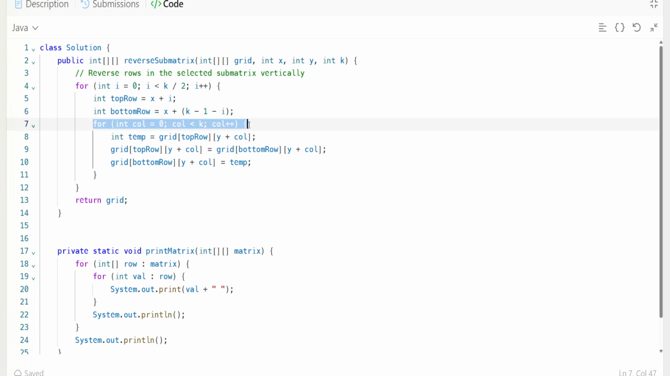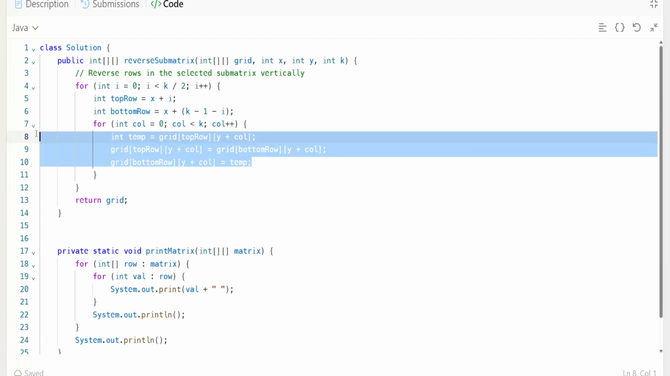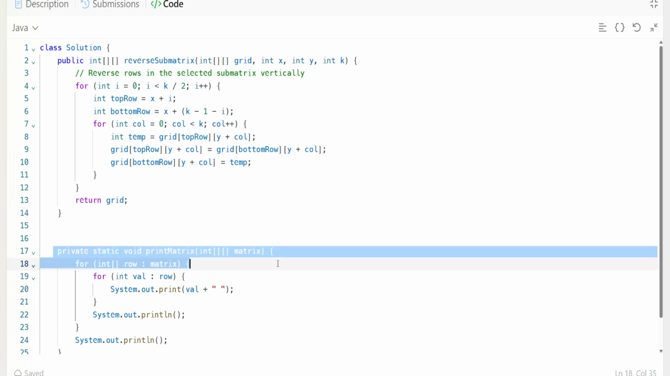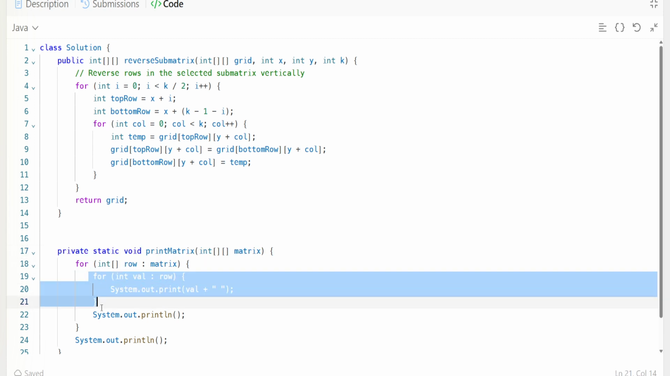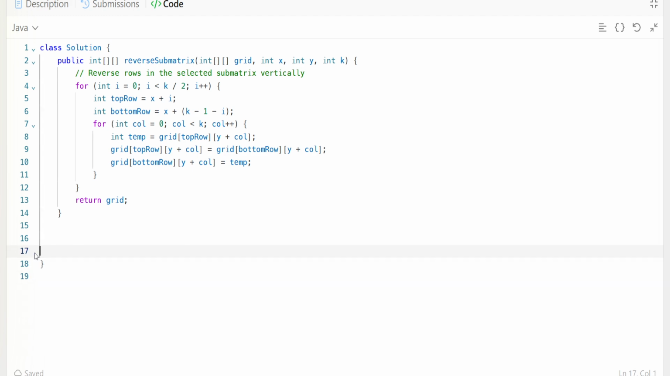For that, we'll go through all the columns, right? We'll take a temp and keep updating the value, like the swap, the two-value swapping, right? And you will return the grid. If you want to print the value to check whether it is working fine or not, you call this function, go with the matrix, and print and see it in the log. I have tried this, so you can try this; it's not required.